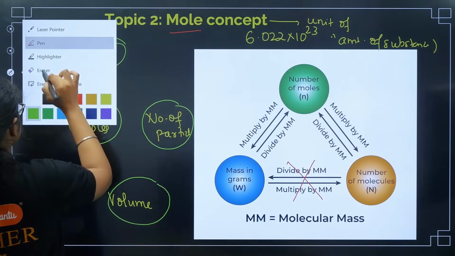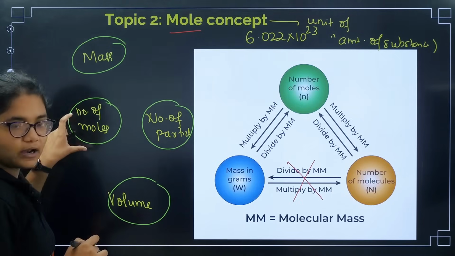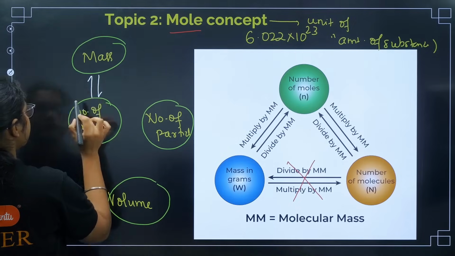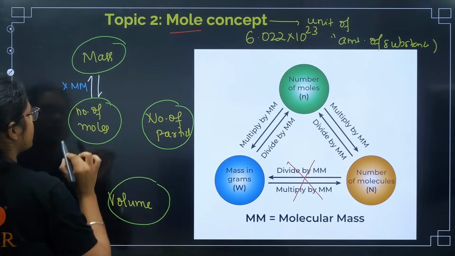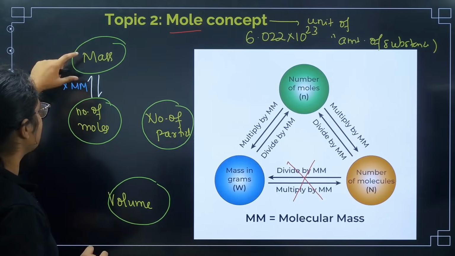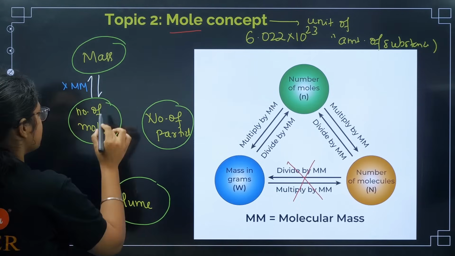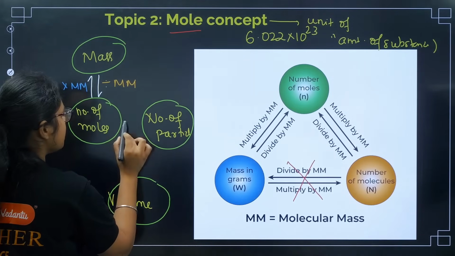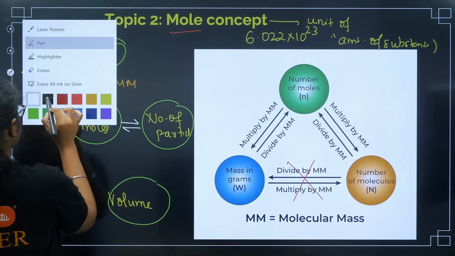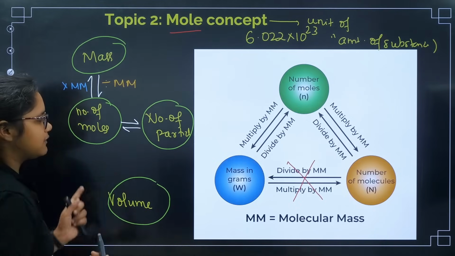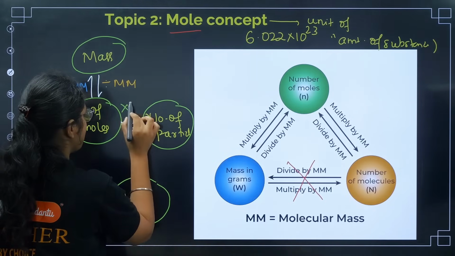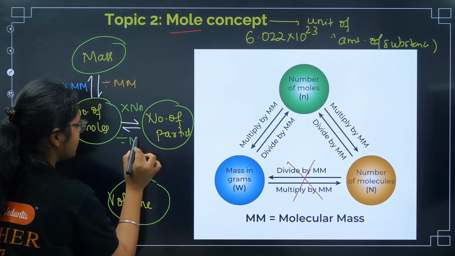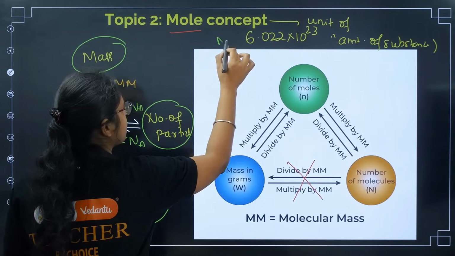Now see, if we know number of moles and you want to calculate mass, you have to multiply with molecular mass. Similarly, if you know the mass and you want to calculate the number of moles, then you have to divide by molecular mass. Mm stands for molecular mass. Now number of particles and number of moles. If we know number of moles and you want to calculate number of particles, then you need to multiply with Avogadro number. And if you have number of particles and you want to find number of moles, you have to divide by Avogadro number. This is called your Avogadro number.